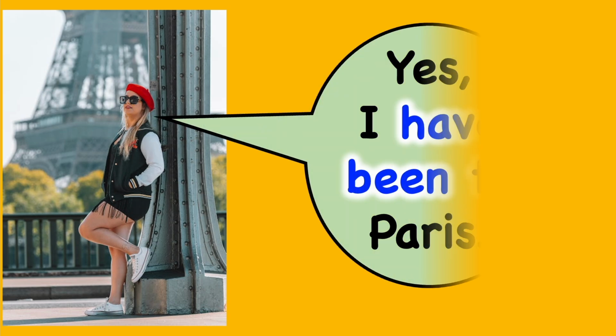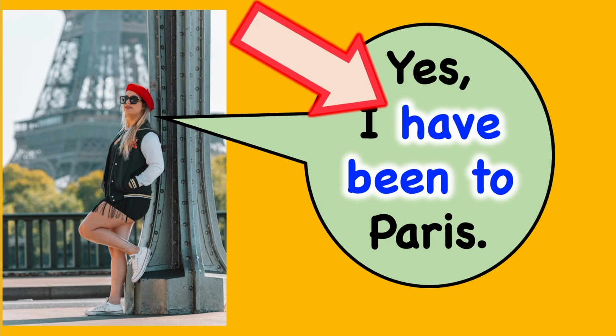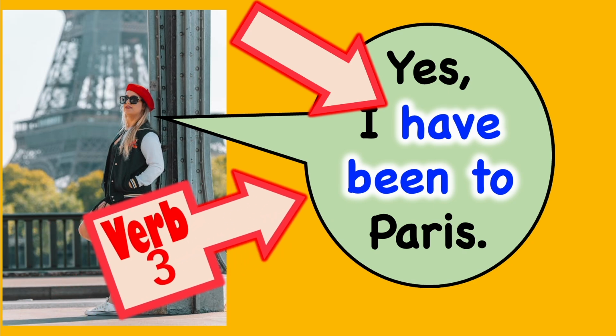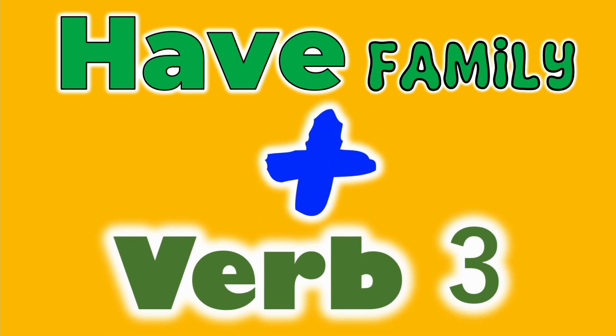Right? And she will answer, yes, I have been to Paris. My best acting, okay? Have is our helping verb, so we need the verb 3, been. Okay, we're using the have family, so don't forget, we have other verbs besides have.